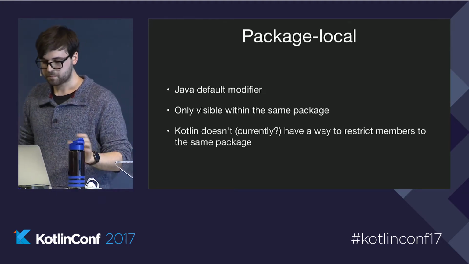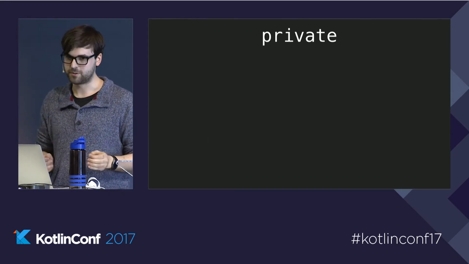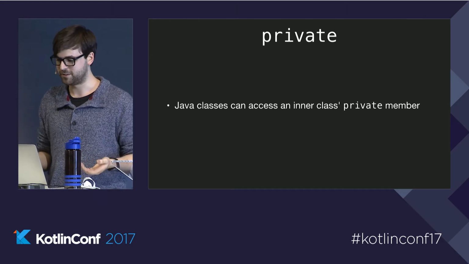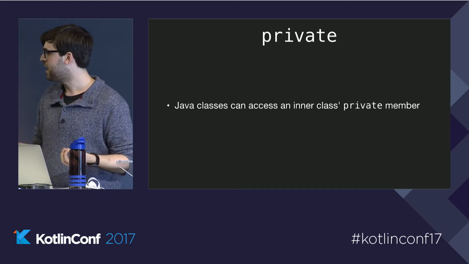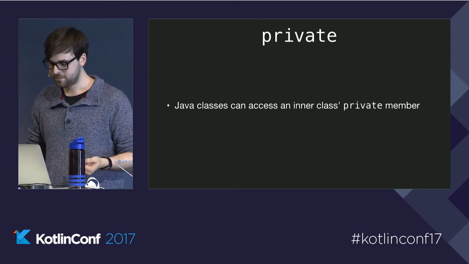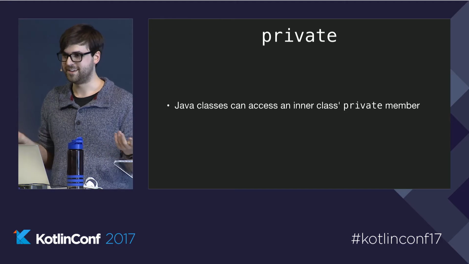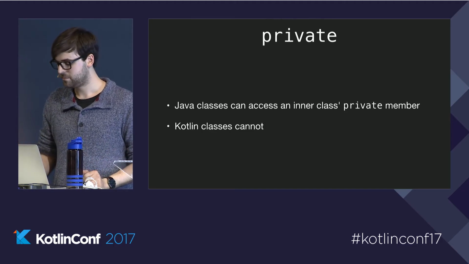Let's talk about one little distinction with private. It's just worth noting. It doesn't really have to do with interop, because private inherently doesn't really have to do with interop, because it can't leave the class. So in Java, if you have an inner class and something's private on it, the outer class can access it. Kotlin does not allow that. This is fine. Just something to note, really.